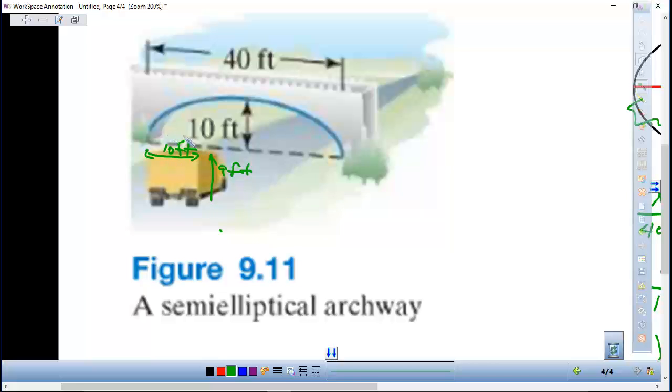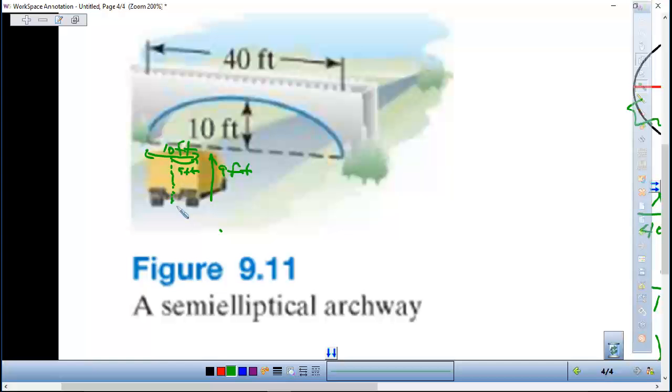Well, that means we need to figure out where exactly in that curve we are. Well, let's say we split this, go right down the middle of this where it's at its highest point. That means that we're going to have how far to get to this edge? Well, it's going to be 5 feet.